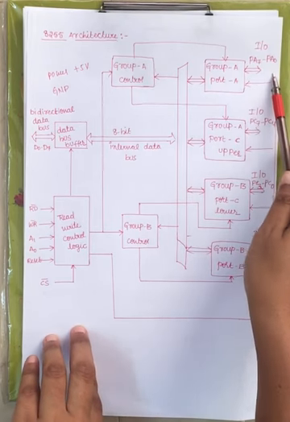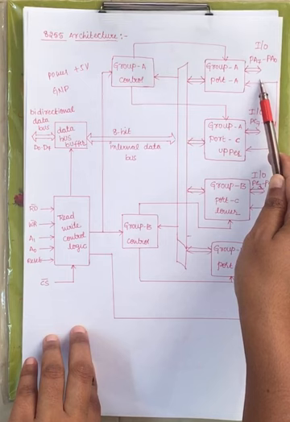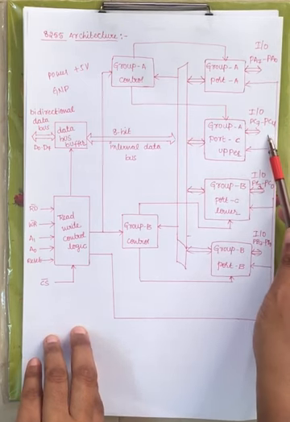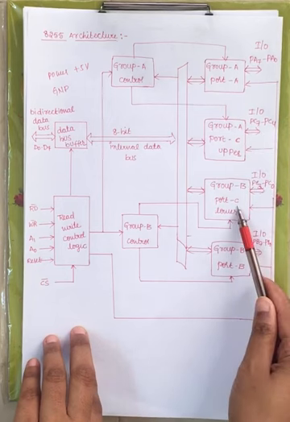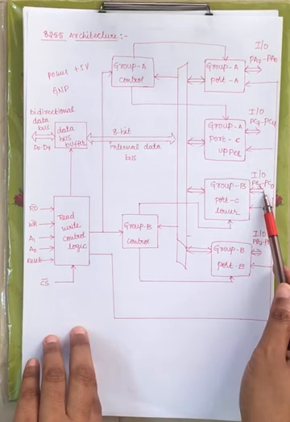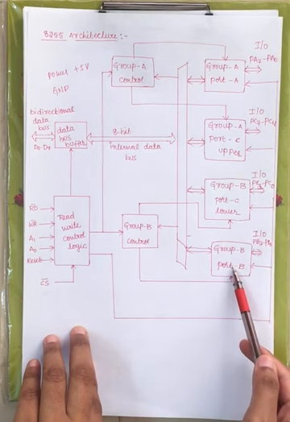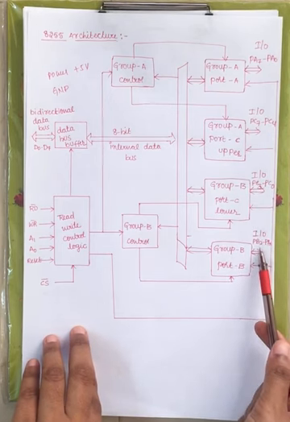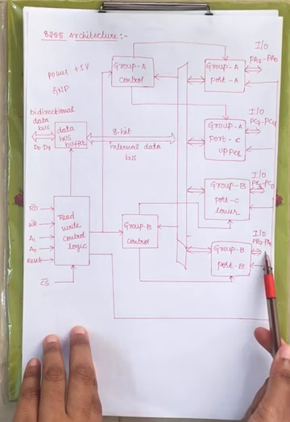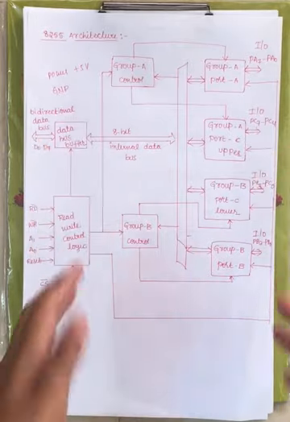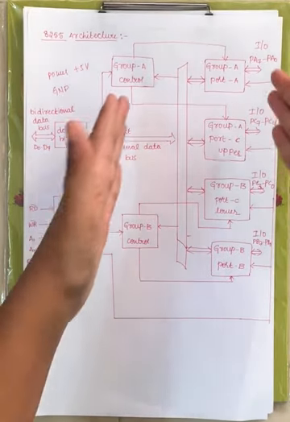Now port A has 8 IO lines, that is PA7 to PA0. Port C upper has 4 IO lines, that is PC4 to PC7. Port C lower has 4 IO lines, that is PC0 to PC3. Port B has 8 IO lines, that is PB7 to PB0. All these are used for input or output operation. This we have seen earlier as a basic description.